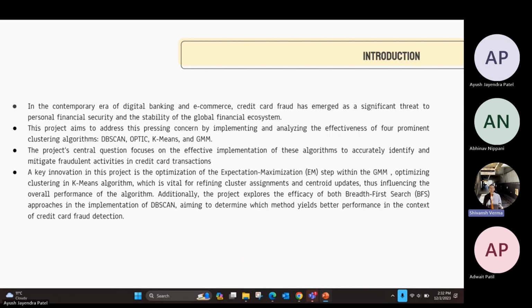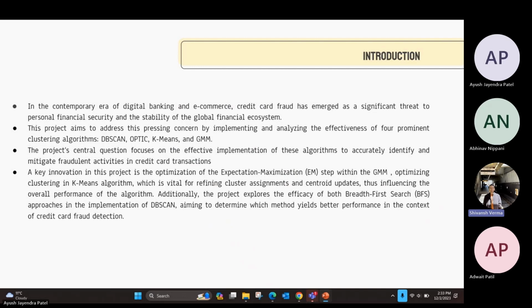In the contemporary era of digital banking and e-commerce, credit card fraud has emerged as a significant threat to the financial security and the stability of global financial ecosystems. This project aims to address this pressing concern by implementing and analyzing the effectiveness of four prominent clustering algorithms: DBSCAN, OPTICS, K-means, and GMMs. The project's central question focuses on the effective implementation of these algorithms to accurately identify and mitigate fraudulent activities in credit card transactions.